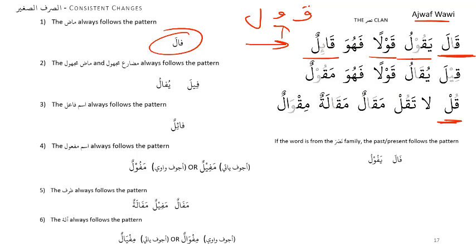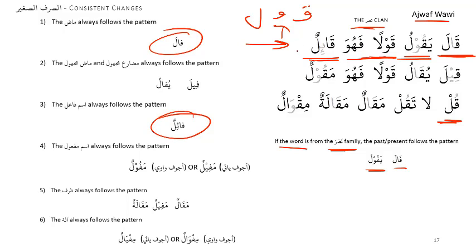Then yaqulu. So what do we say about it? If the word is in the nasara family, the past and present become fa'ala yaf'ulu. So yaqulu is what we have here for the mudari', and the masdar is qawlan. For huwa, it is qa'ilun. So what's qa'ilun? That is the fa'il, the person who speaks.